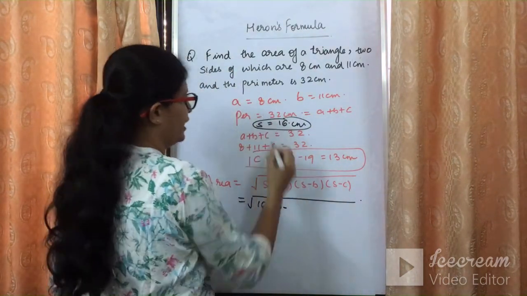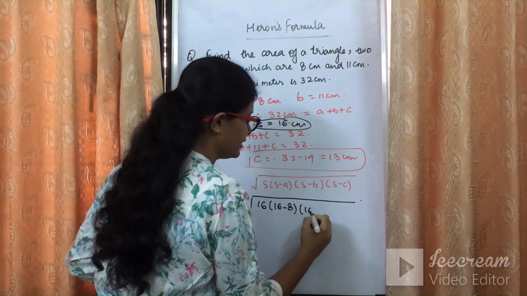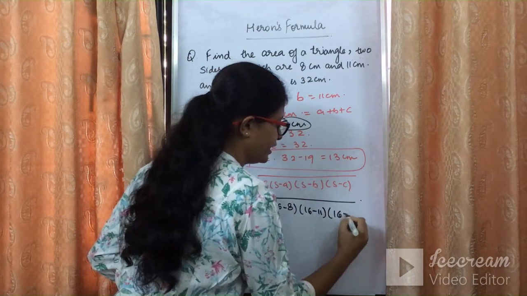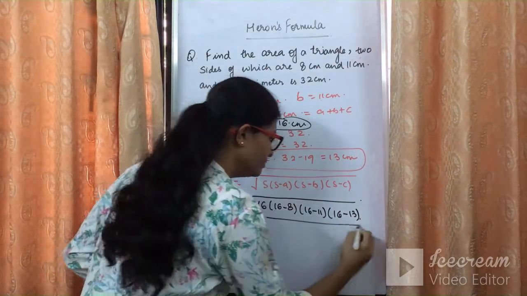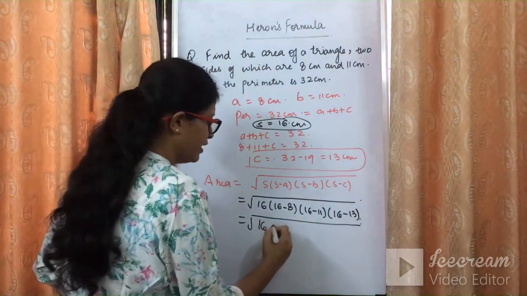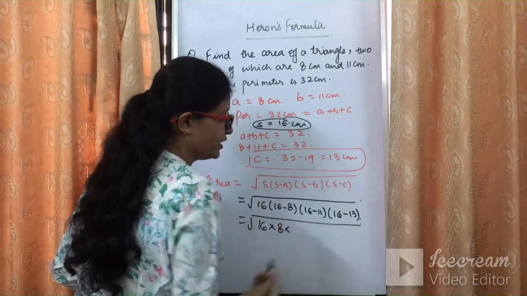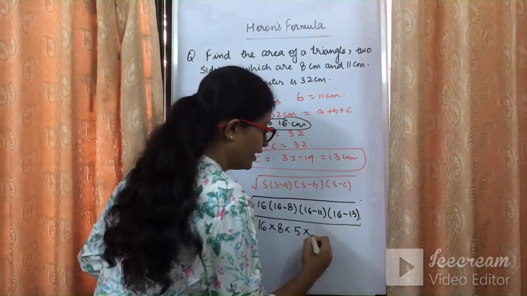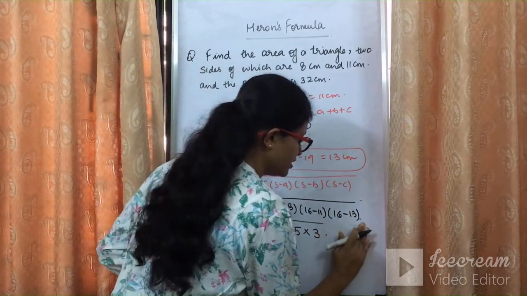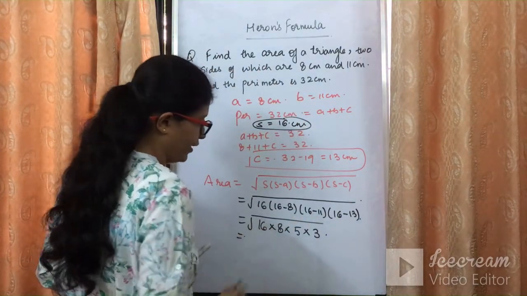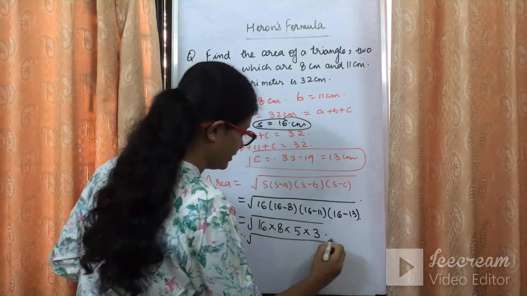16 minus the A value is 8. 16 minus 11, 16 minus 13. Isn't it simple? 16 into 8 into 16 minus 11 will give you 5, into 16 minus 13 will give you 3. So this is the under root, and when you solve it, how will you be solving it?